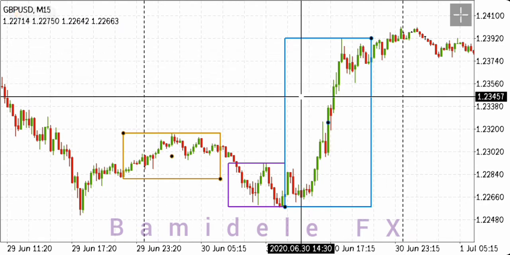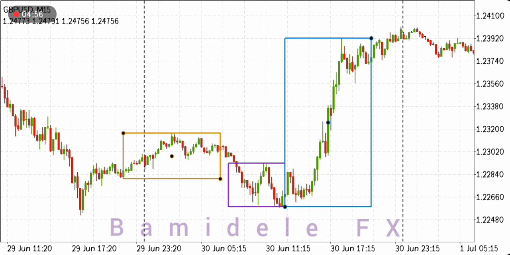Now, how do we use this for trading? You know the time of the day for you to enter a trade, whereby you will get the most movement of the candles in your favor.